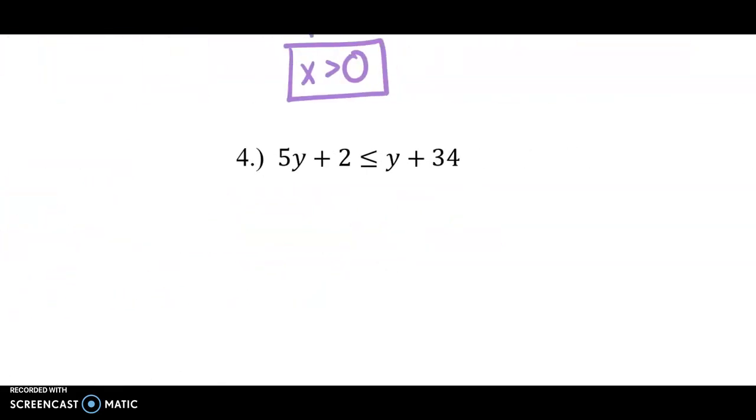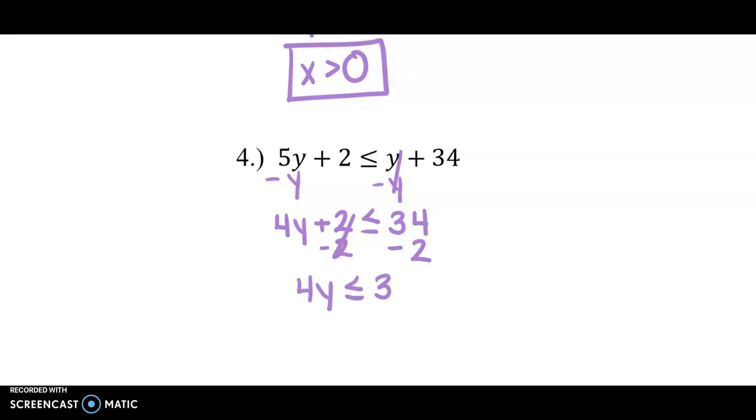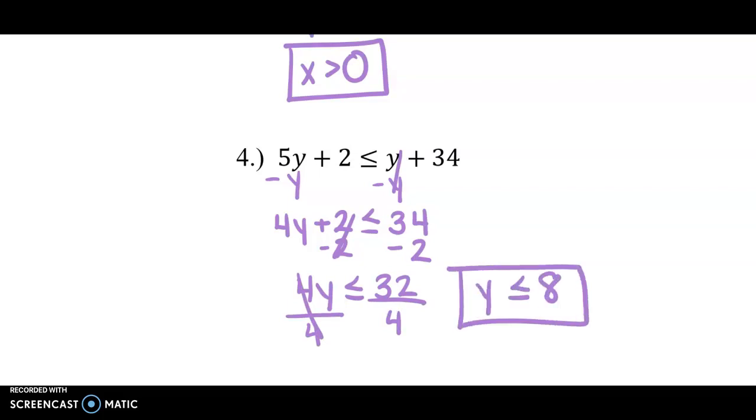Let's look over here then at number 4. Now we have variables on both sides. We follow the same rules as equations by moving the smaller of the two variables to the other side. So I'm going to subtract y from both sides. Now I have 4y plus 2 is less than or equal to 34. Subtract 2 from both sides. 4y is less than or equal to 32. Divide both sides by 4, and y is less than or equal to 8.